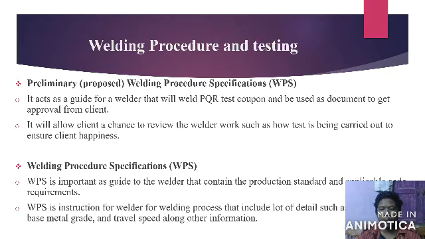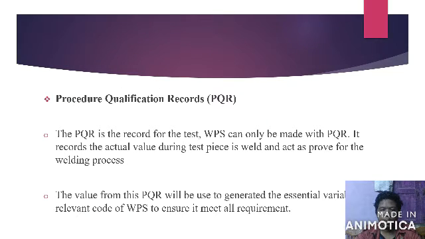Welding procedure specification (WPS) is important as a guide to the welder that contains production standard, application and requirements. WPS gives instruction to the welder for the welding process that includes details such as base metal grade, carbon speed, type of electrode, and so on. And lastly, procedure qualification record, PQR. PQR is the record for the test.